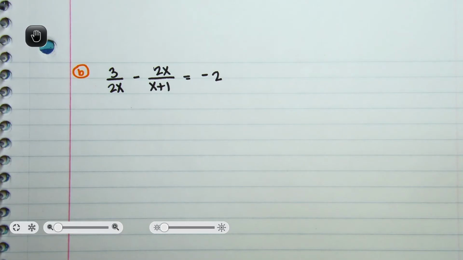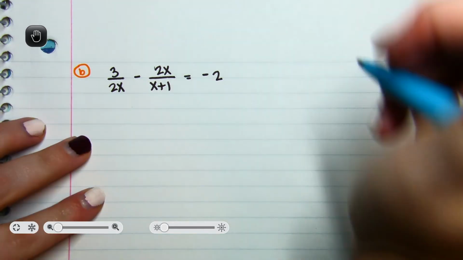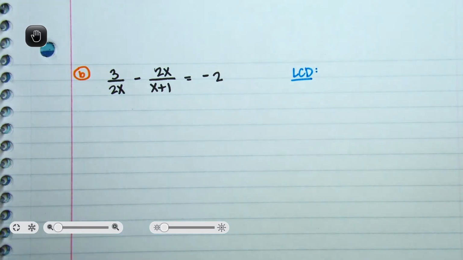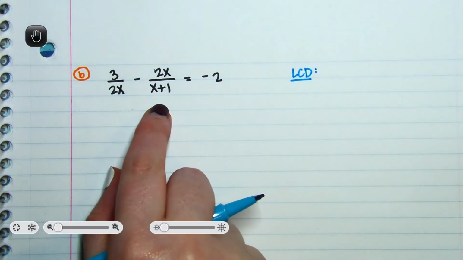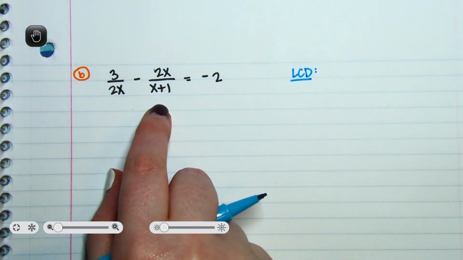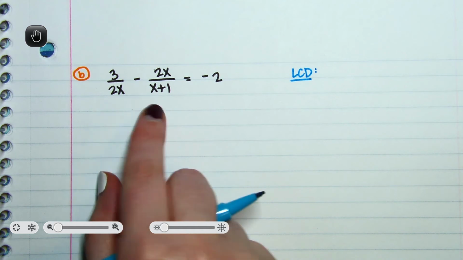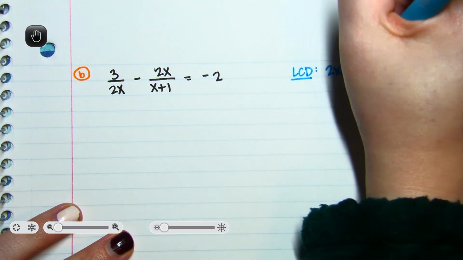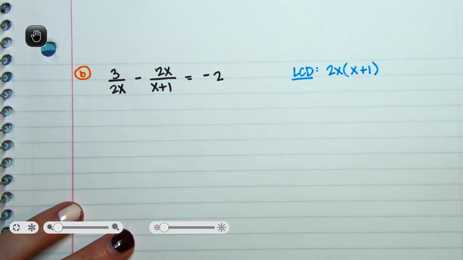Let's look at another example. So example B. First thing we need to do is determine our LCD. So the denominators I have now are 2x and x plus 1. What do you think the LCD will be? If you said 2x times x plus 1, you are correct. That's going to take care of everything. And now we're going to multiply both sides of this fraction by that LCD.